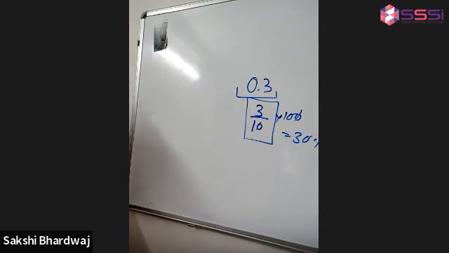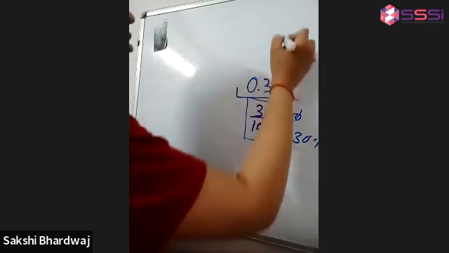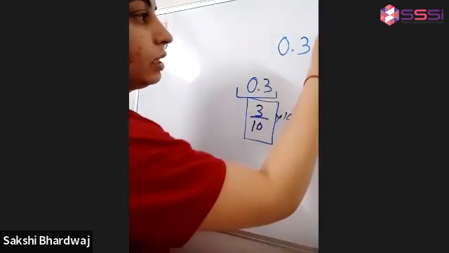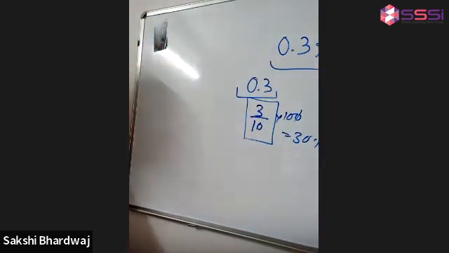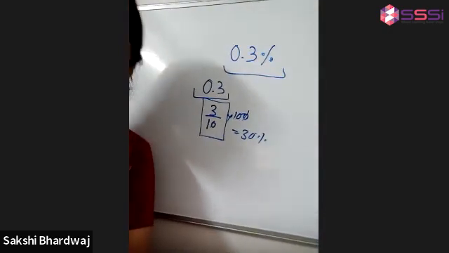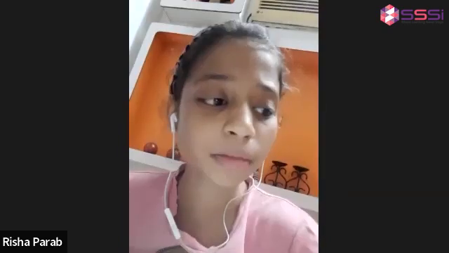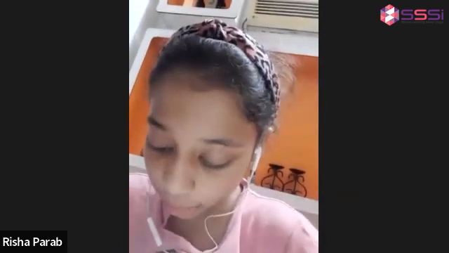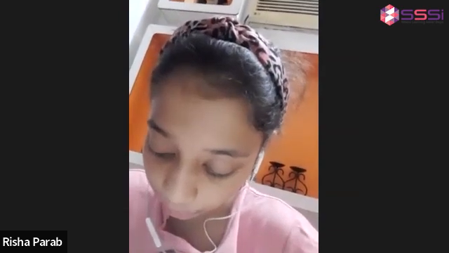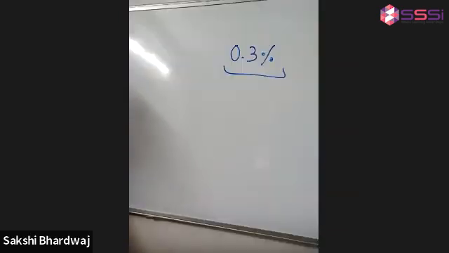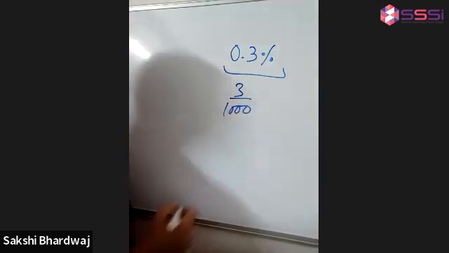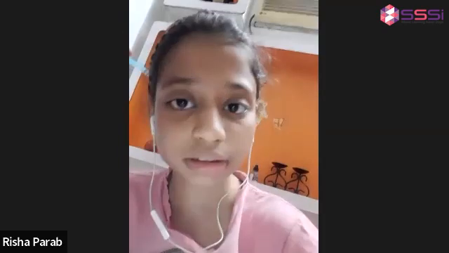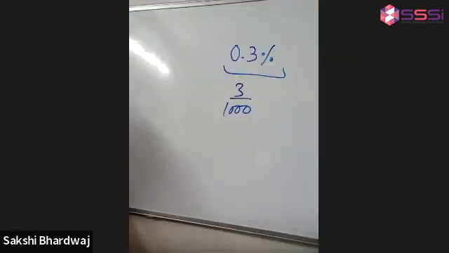Now if you have 0.3%, make it a fraction. That is 0.3/100, so 3/1000. Yes, 3/1000 as a fraction. Clear, Risha? Yes.